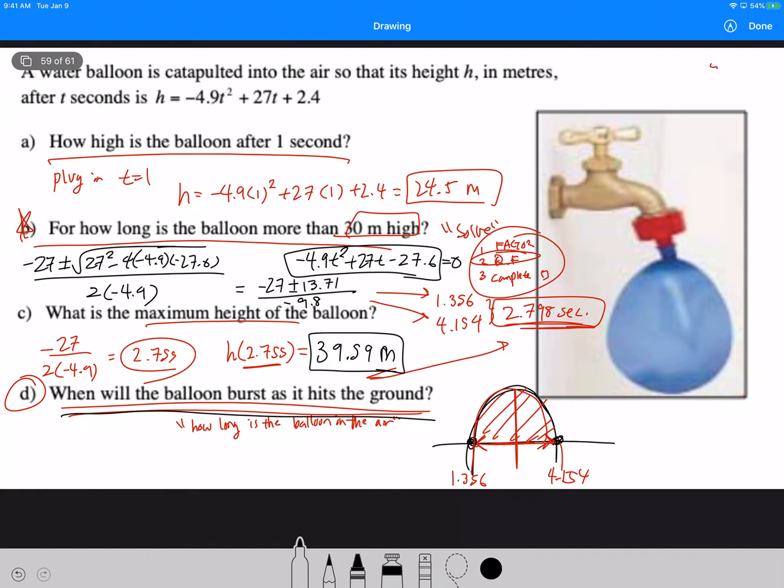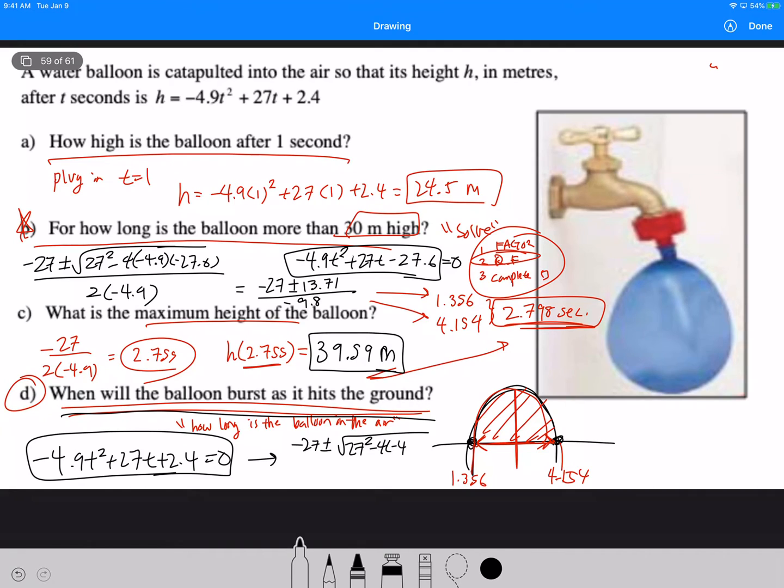Okay, and when will the balloon burst as it hits the ground? Well, if it hits the ground, it means that your ground level is 0, so 0 = -4.9t² + 27t + 2.4. So you just have to set this equal to 0, and then you have to solve it. And that would be, again, using the quadratic formula. So the only thing that really changes is the c value: 27 squared minus 4 times negative 4.9.